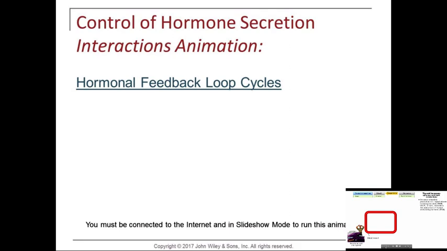Stressors, such as declining blood pressure due to blood loss or strong emotional reactions, stimulate production of hypothalamic releasing hormone, TRH, which stimulates the production of thyroid-stimulating hormone, which targets the follicular cells of the thyroid gland to produce thyroid hormones.